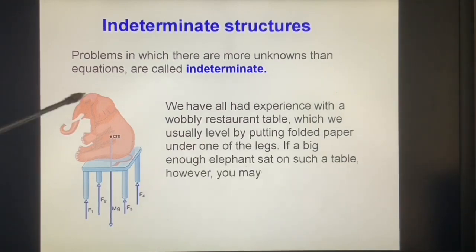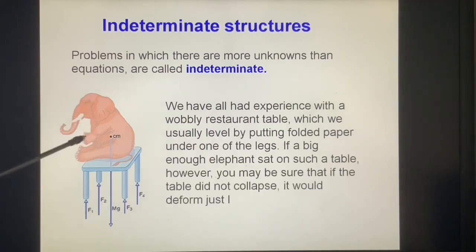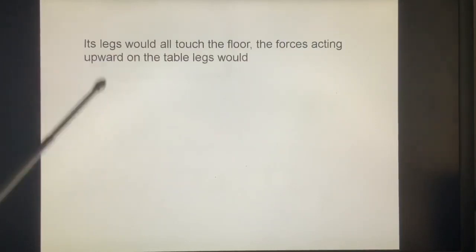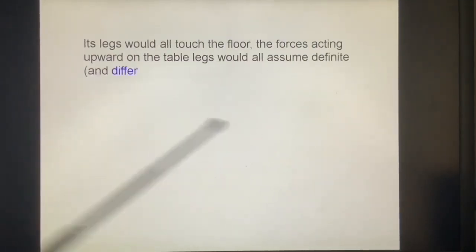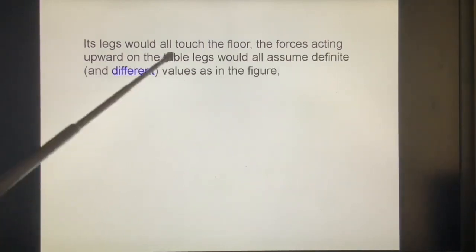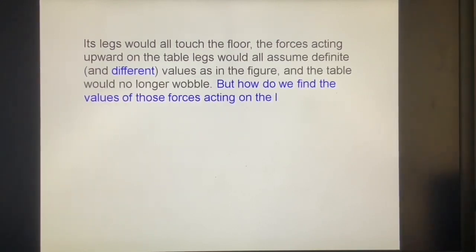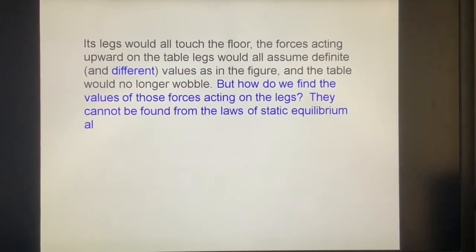If a big enough elephant sat on such a table, however, you may be sure that if the table did not collapse, it would deform, just like the tires of a car. Its legs would all touch the floor. The forces acting upwards on the table legs would all assume definite and different values, as in the figures, and the table would no longer wobble. But how do we find the value of these forces acting on the legs? They cannot be found from the laws of static equilibrium alone.